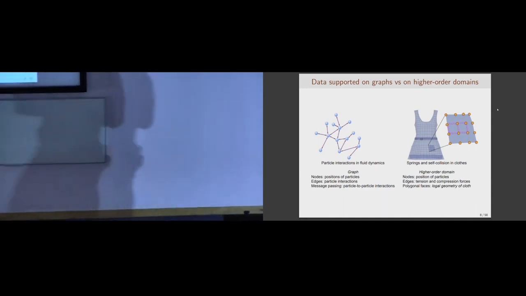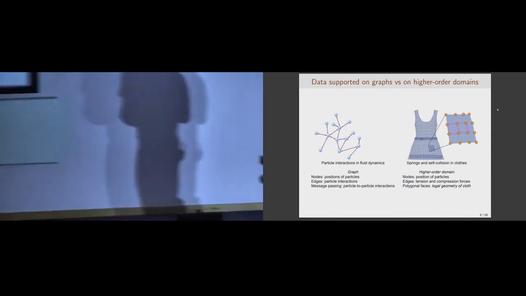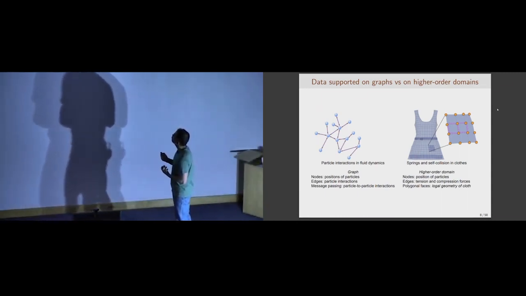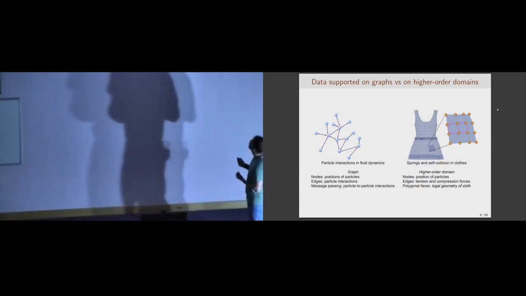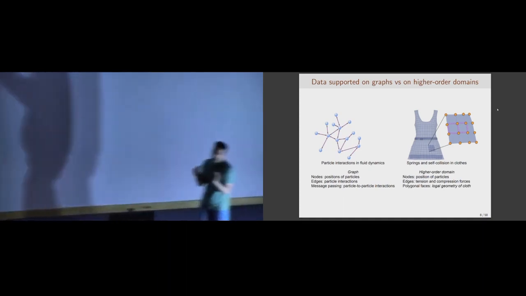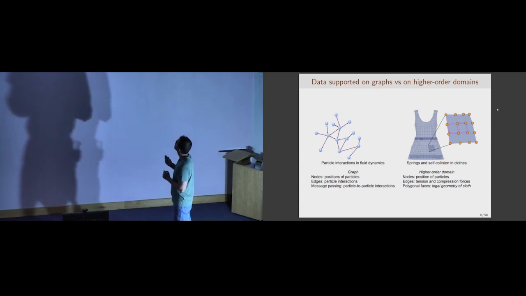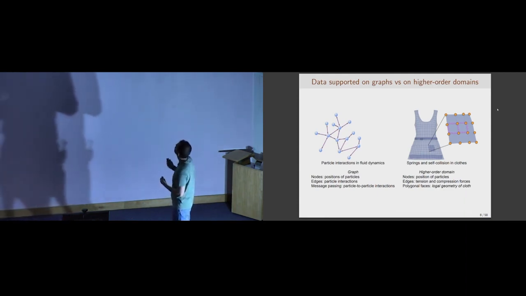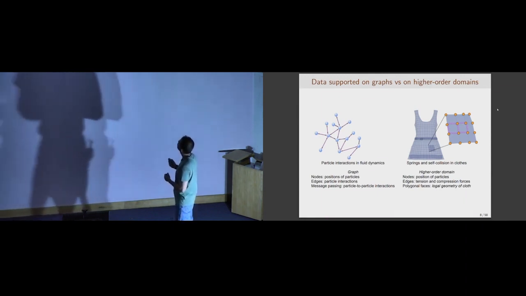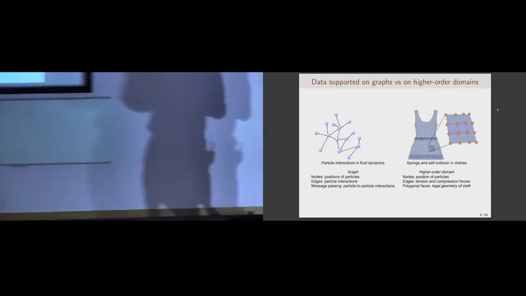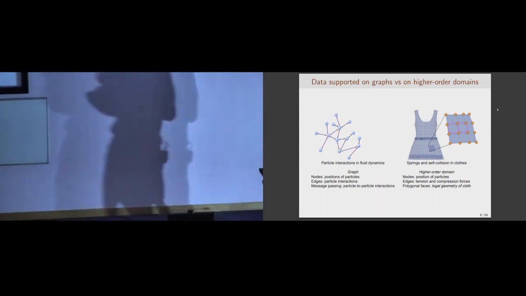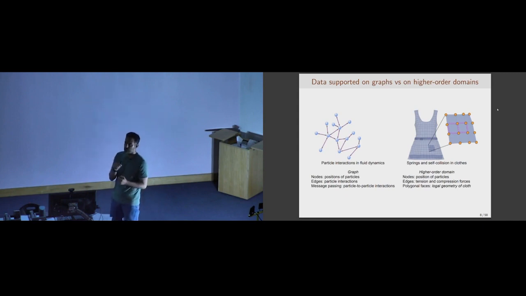Now let's look at the right-hand side figure where we can talk about higher order domains. So in this setup, this is just a cloth. And what we want to emphasize is springs and self-collision in cloth. So this is a higher order domain. Why? Because now nodes, and I refer to these orange nodes, represent position of, let's say, particles in the cloth. Edges, which you can think of as being springs in terms of physical interpretation, are represented by this purple spring. So now the question is, why would I want to think of edges to start with in this setup? Well, because you might have some data that have to do with tension and compression forces, and you might be able to attach this data to edges.